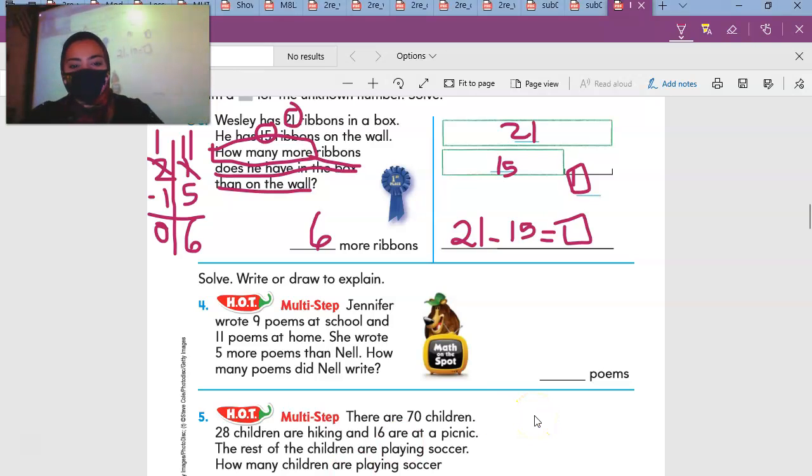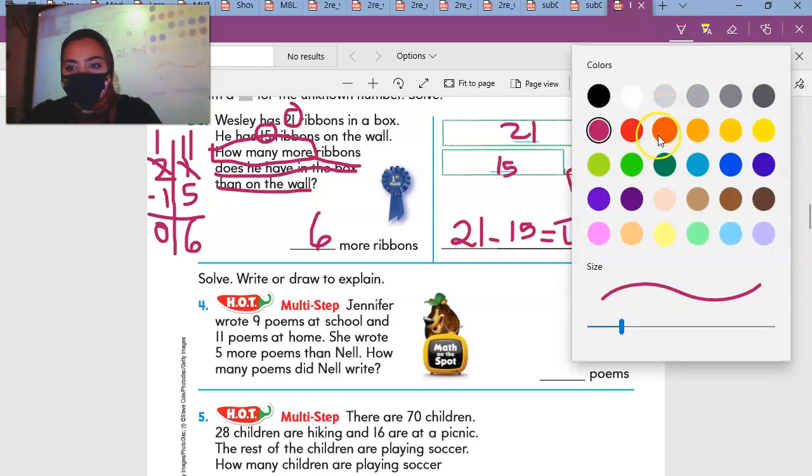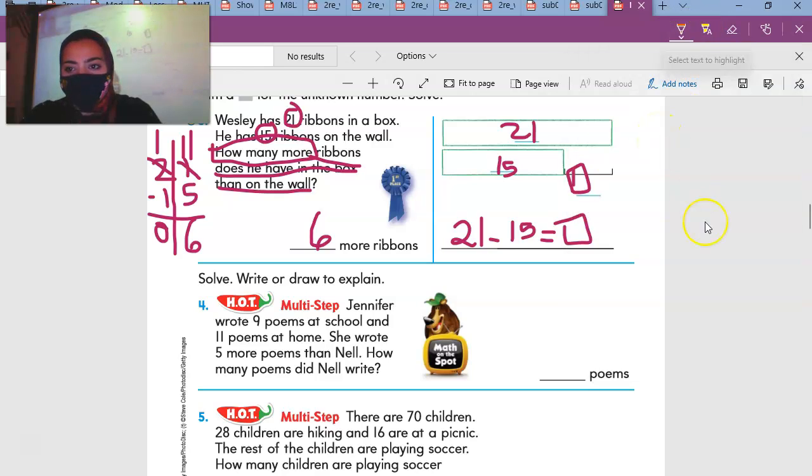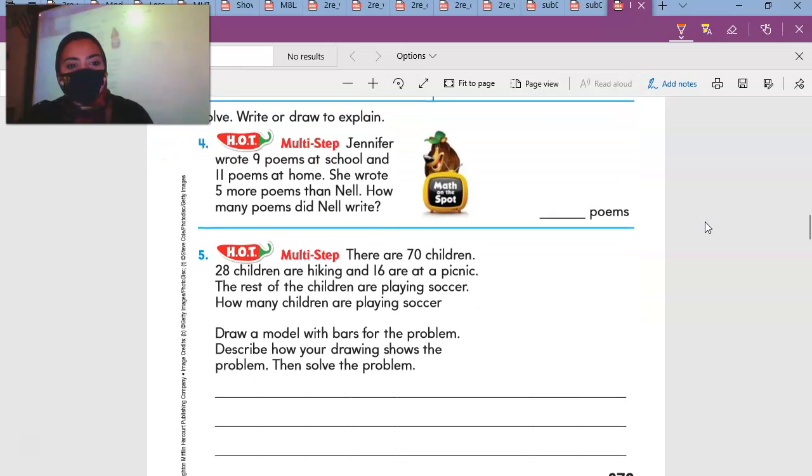All right, so Jennifer wrote 9 poems at school. What are we going to do with 9? Circle it. Good job. Jennifer wrote 9 poems at school and 11 poems at home. She wrote 5 more poems than Nell. How many poems did Nell write?